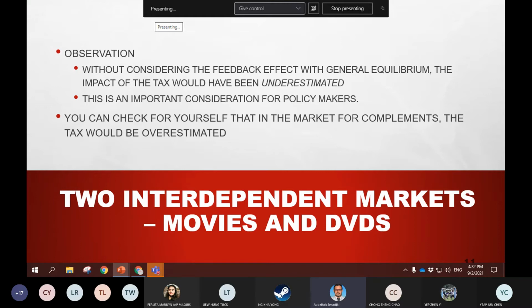Also you can check for yourself that in the market for a complement, the tax effect would be overestimated. So if I ask you, what is a complement good for a movie ticket? When we go to the cinema, what do we usually buy there? Can anyone tell me, please?